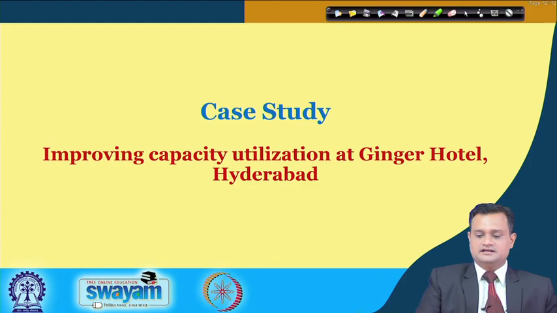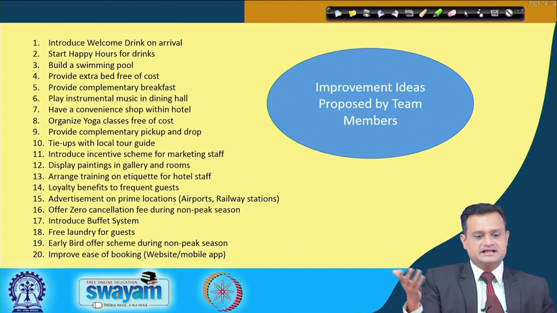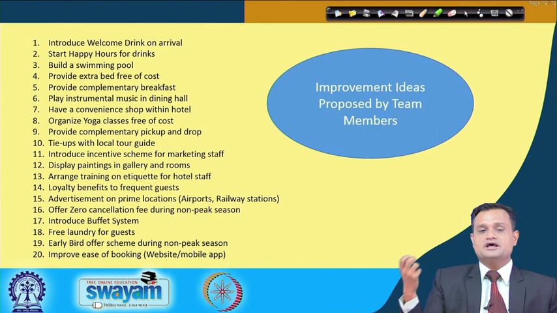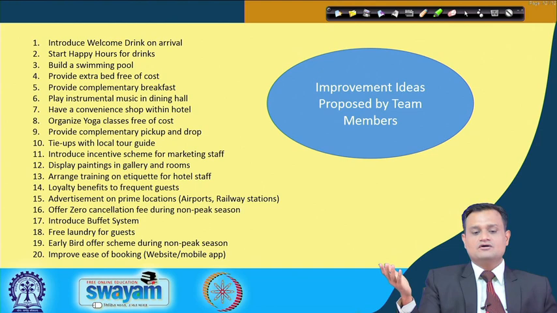Let us quickly see an example case study of improving capacity utilization at, let us say, Ginger Hotel Hyderabad. Now, the team including the CEO of Ginger Hotel, managers and the workers, sat together and exposed the poor capacity utilization data and then started brainstorming. As an outcome, they came out with various options like introduce welcome drink on arrival. I want the customer to be loyal, satisfied and repeat. Start happy hours for drinks, build a swimming pool, tie ups with local tour guides, arrange training for hotel staff, loyalty benefits to frequent guests, free laundry.